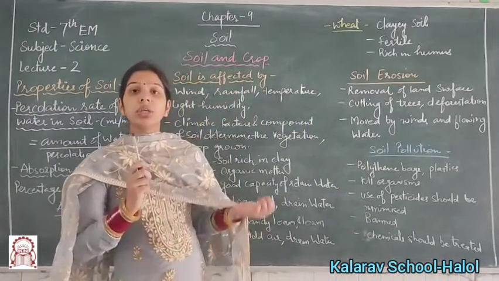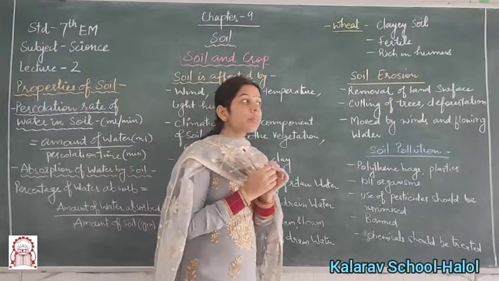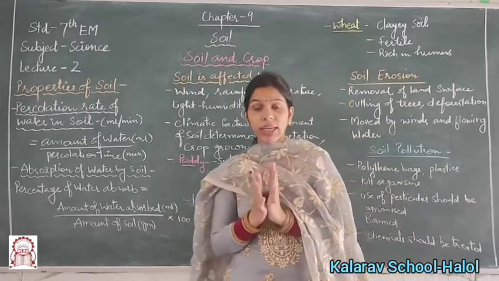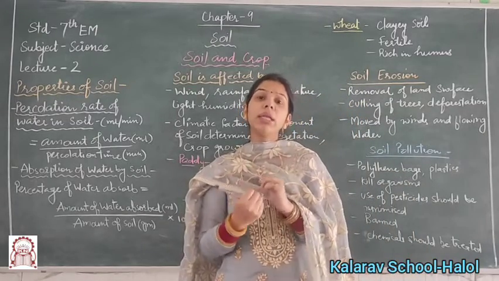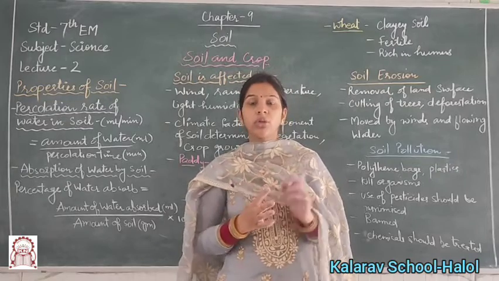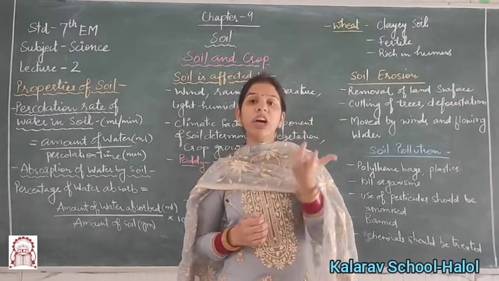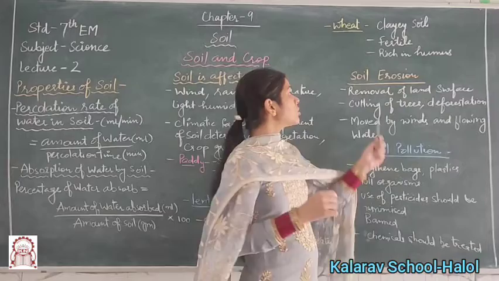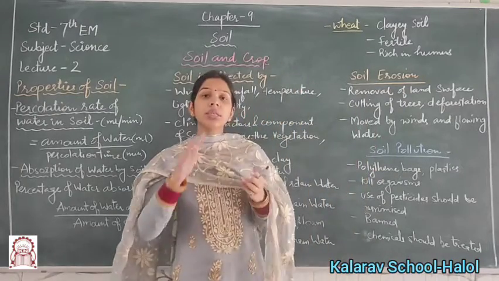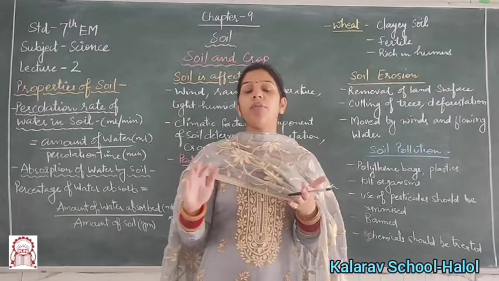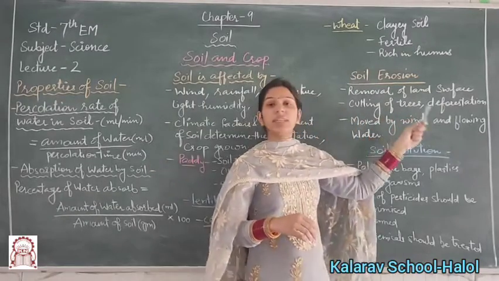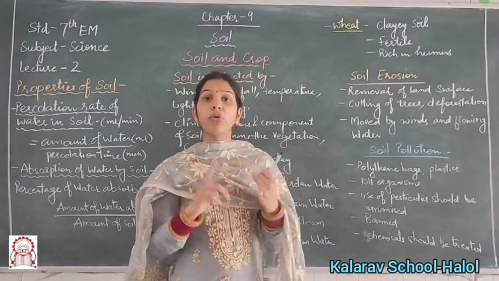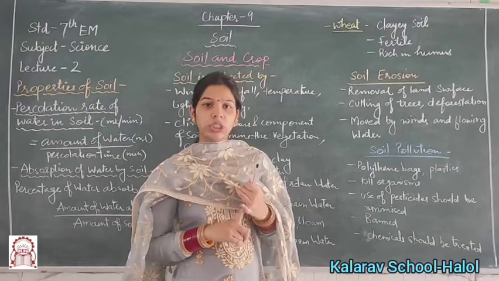Next, what are the conditions that affect soil fertility, mainly the nutrients of the soil? We categorize these into two: soil erosion and soil pollution. First is soil erosion. Soil erosion is the removal of the upper layer of the soil or the removal of the land surface. The upper layer of the soil is removed by wind, water and many other conditions.